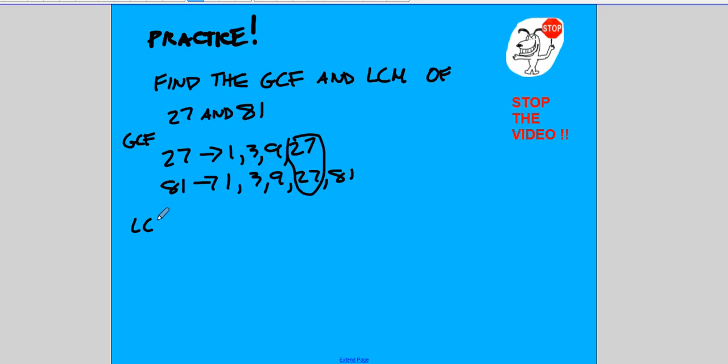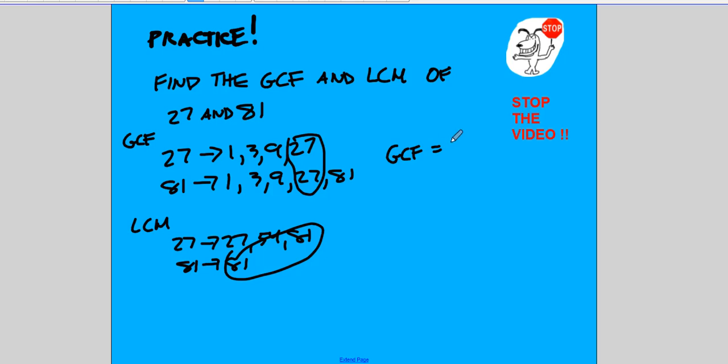For least common multiple, you could just grind it out. 27 is going to be 27, 54, 81. 81 is just going to be 81. There's your least common multiple. So the greatest common factor is 27, least common multiple is 81.